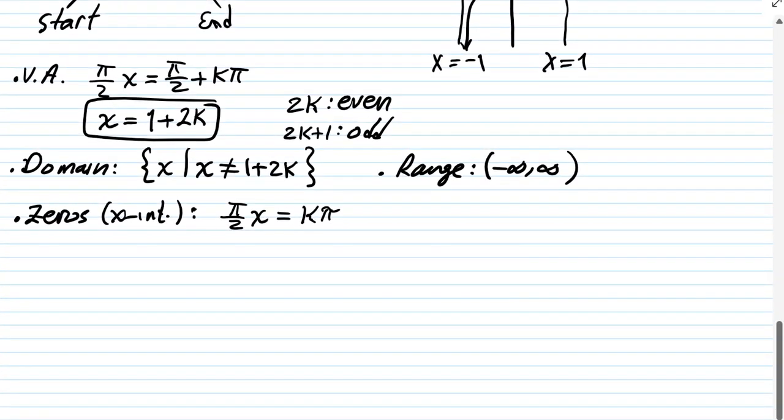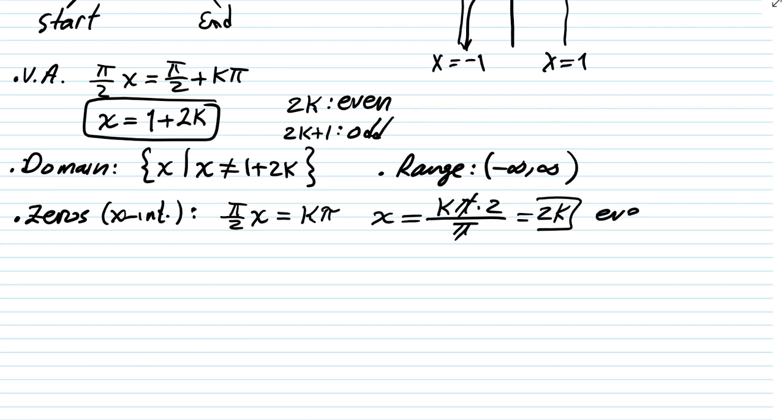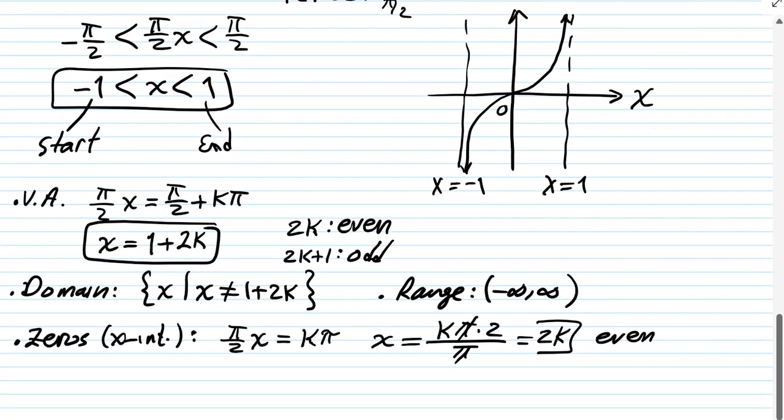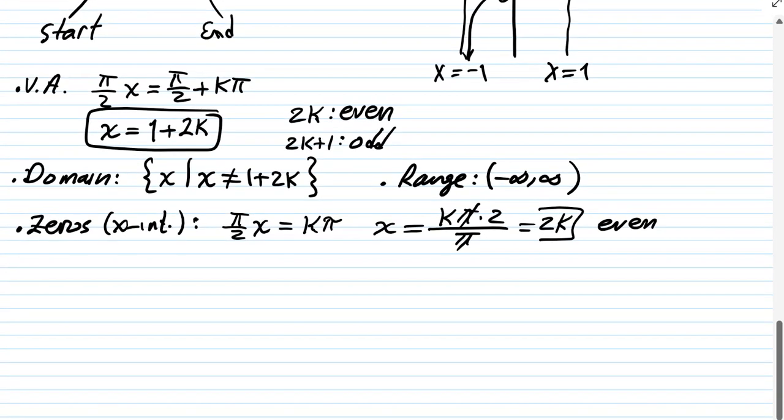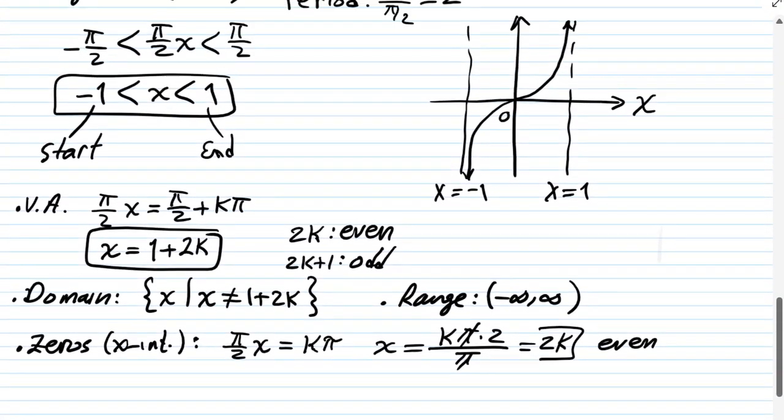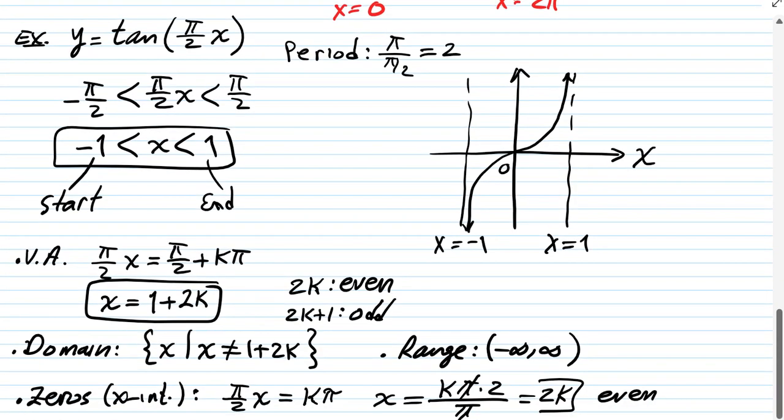And what are we going to get here? Multiply both sides by 2 over pi, and you get k pi times 2 over pi, 2k. Wow, 2k is even, right? If k is an integer, twice any integer is even. And there you have it. So the x-intercepts occur when k is 0, then the next ones are at 2, 4, 6, 8, and so on. On the negative side, it's going to be -2, -4, -6, and so on. And there you have it, all the characteristics of this function.